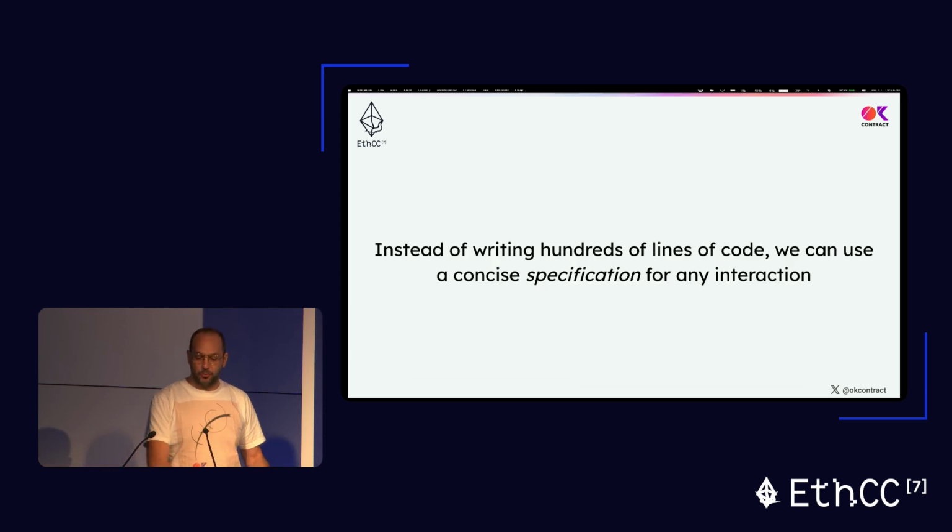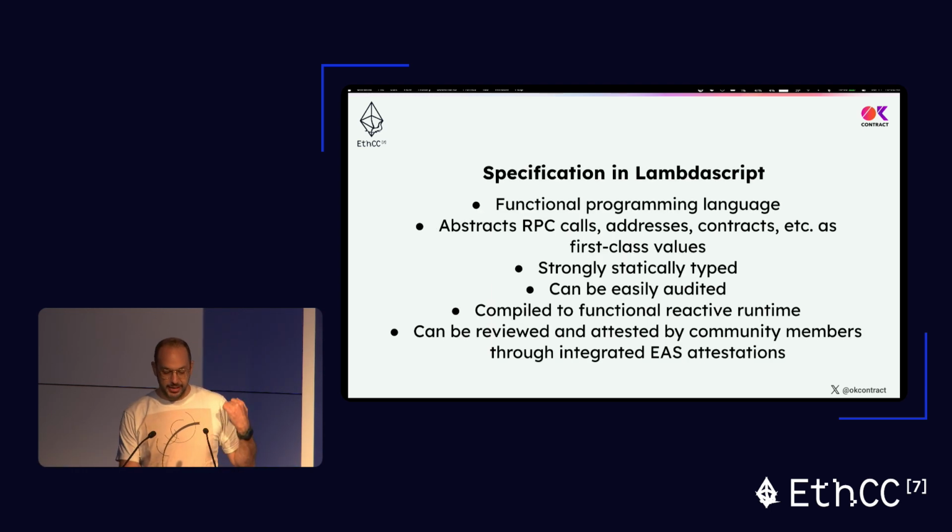So instead of writing hundreds of lines of code, what we introduce is a concise specification for any interaction. Okay, how do we do this? We do this by introducing a new programming language, which won't be too much visible. There can be GUI tools that make it easy for some developers. Otherwise, you can dig into it.